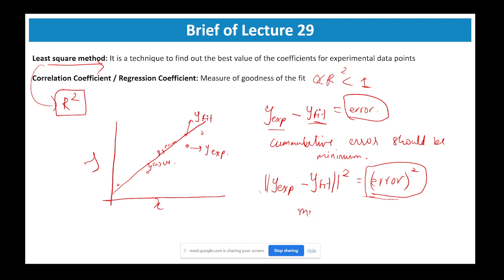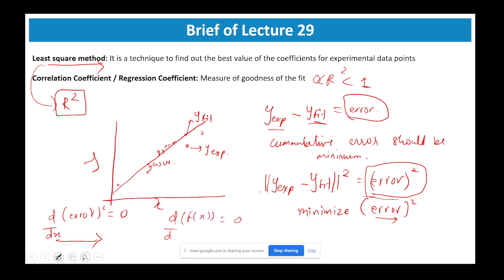Now you minimize this error square. For that, you set d by dx of error square equal to 0, because at maxima or minima, the derivative of any function will be 0. So you differentiate that and you equate it to 0. Now you can develop a correlation and find it out.